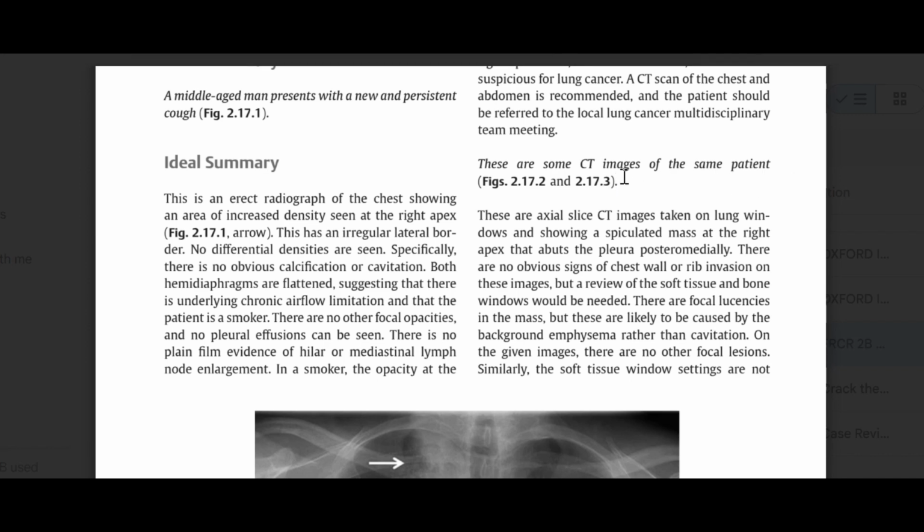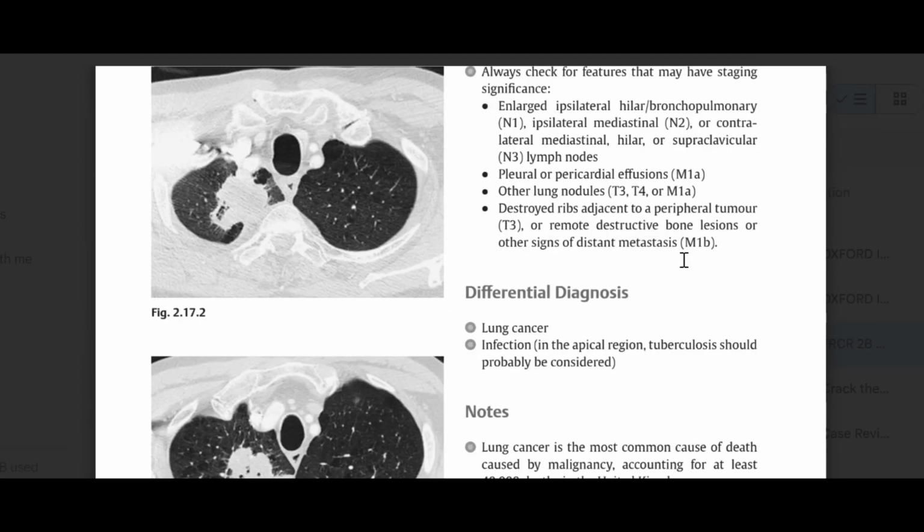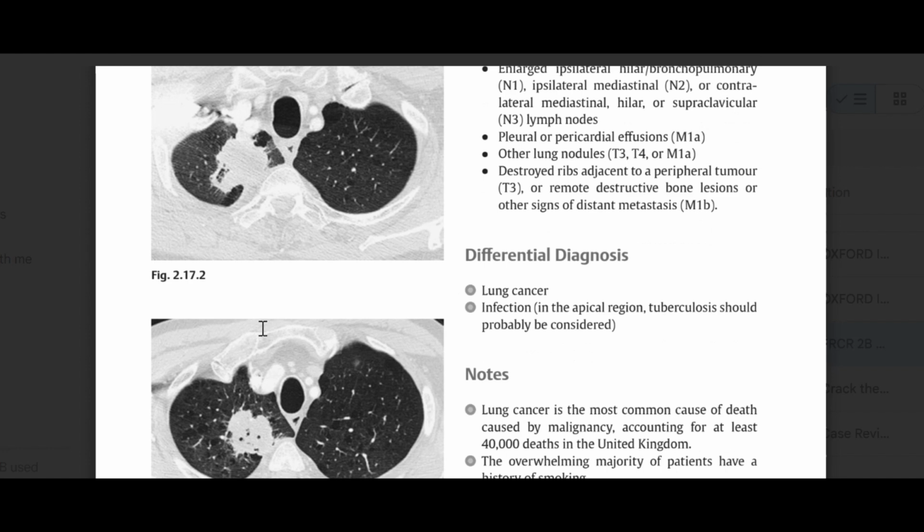CT scan of the same patient, axial CT images, lung windows show a spiculated mass at the right lung apex that abuts the pleura posteromedially. This is the CT scan of the chest, lung window, showing a spiculated mass at the right lung apex, abutting the posteromedial aspect of the pleura.